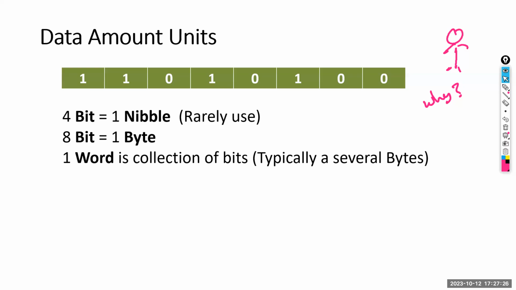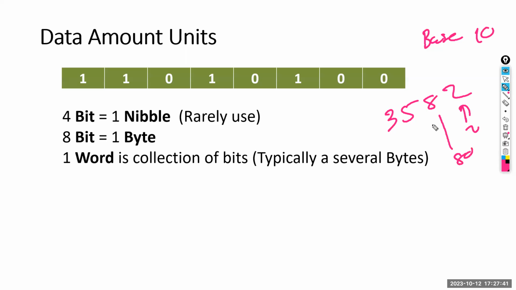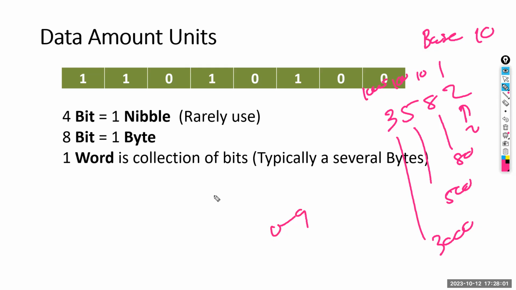So remember, we are talking about binary. As humans, we use base 10. That is why we say 3582. So this is 2, this is 80, this is 500, this is 3000. These are ones, tens, hundreds, thousands. So we use the base 10 number system, but computers use base 2. In base 10 we have the digits 0 to 9; in base 2 we have 0 and 1. So remember, computers represent everything in binary.